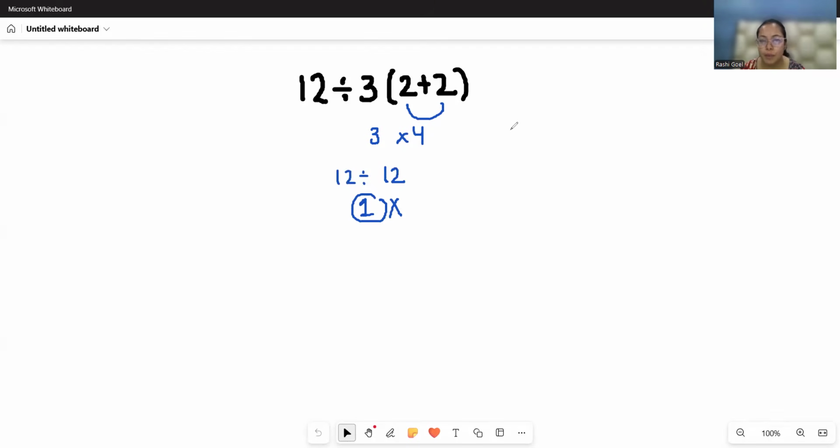When you are given multiple operations like division, a bracket, and in the bracket there is an addition sign, then you have to follow the order of operations, which is also known as the PEMDAS rule. Comment down below what you call it in your country.